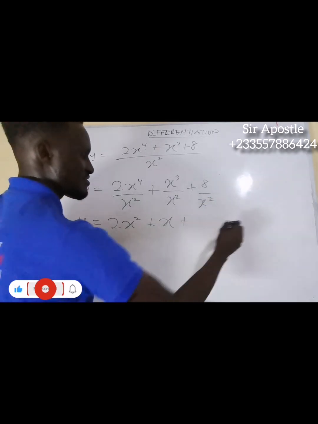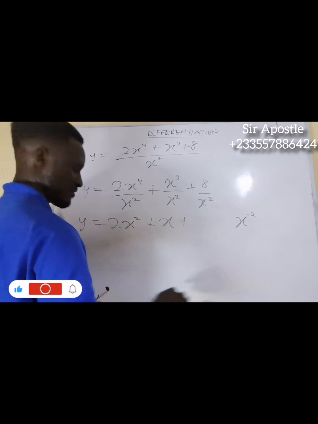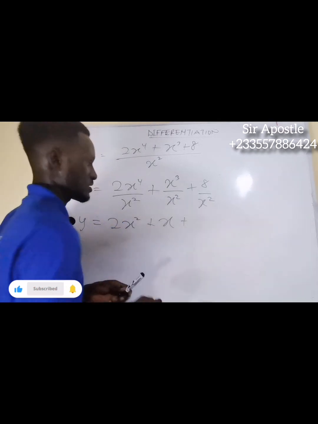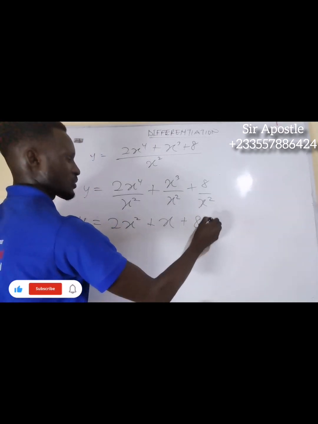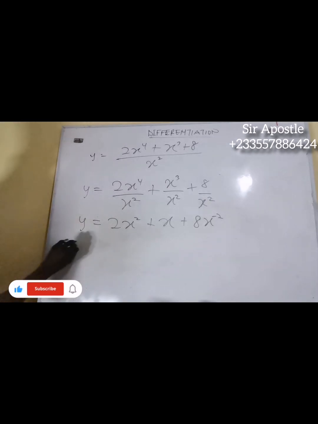But we can apply inverse. Inverse means exponent negative 2, right? So let's apply inverse over there so that we can easily differentiate. So this one gives us 8s exponent negative 2. 8s exponent negative 2. Now let's differentiate.